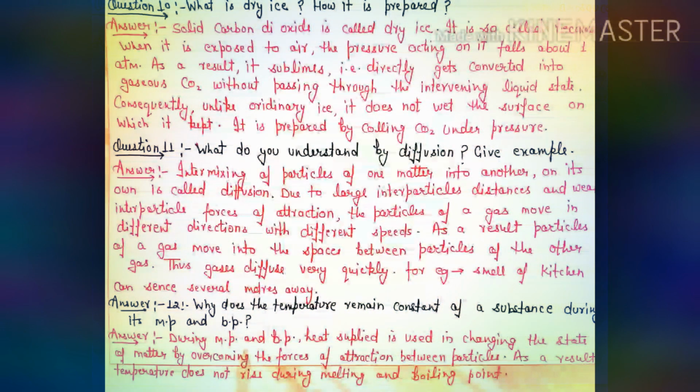Question number 10, what is dry ice and how is it prepared? So solid carbon dioxide is called dry ice. It is also called so because when it is exposed to air, the pressure acting on it falls to about 1 atm. As a result, it sublimes, directly getting converted into gaseous carbon dioxide without passing through the intervening liquid state. Consequently, unlike ordinary ice, it does not wet the surface on which it is kept. It is prepared by cooling CO2 under pressure.